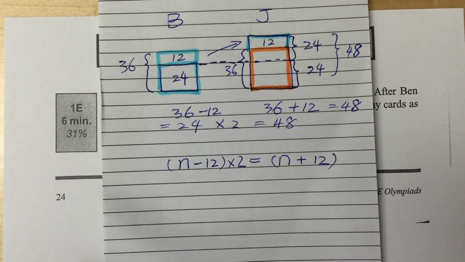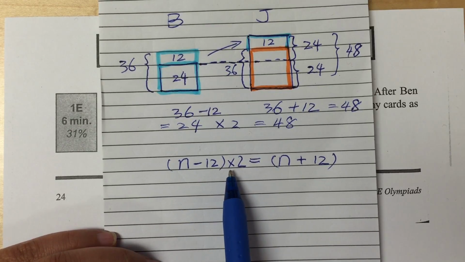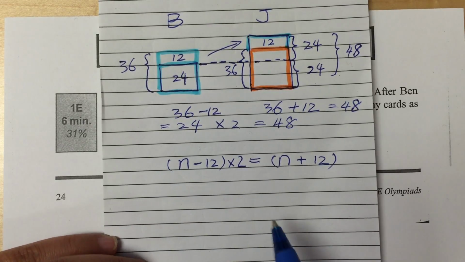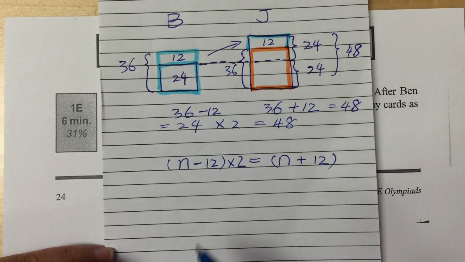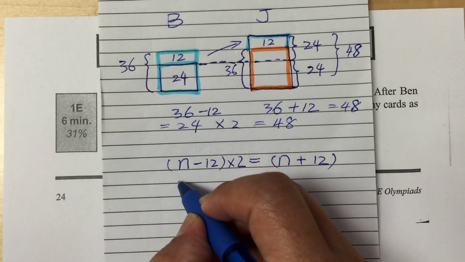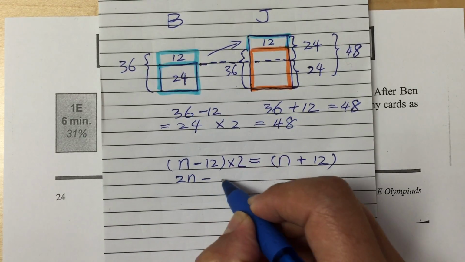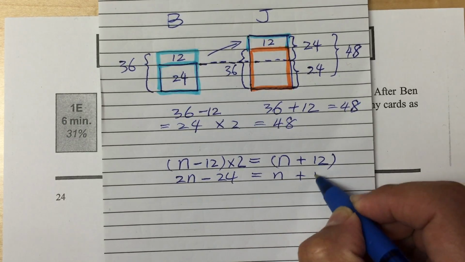If you know the regular calculation of the formulas of algebra, it's going to go without explaining. But for you, let me just spell it out. If you have a multiplication outside of a parenthesis, you need to apply this calculation to each of the elements in the parenthesis. So when you open this parenthesis, you will end up with 2n minus 24. And that equals n plus 12.